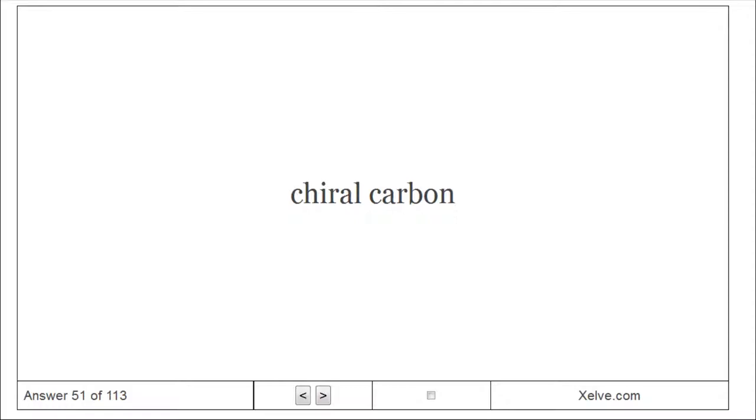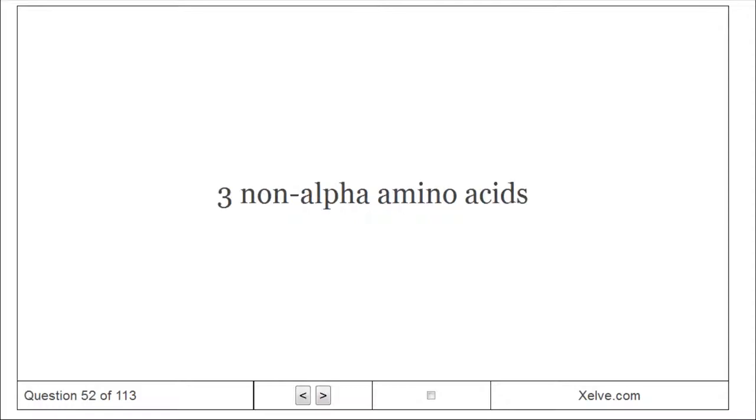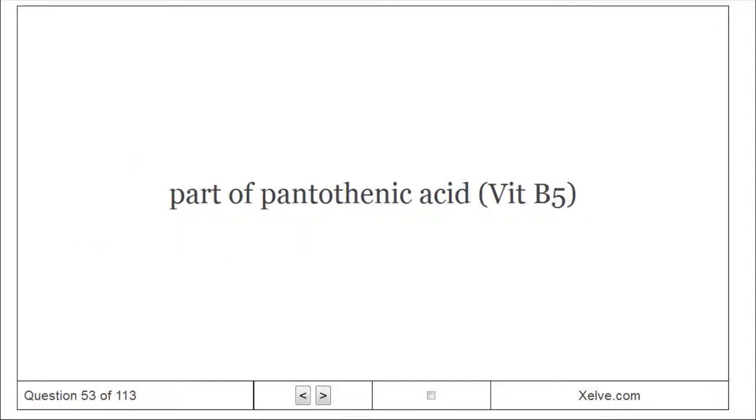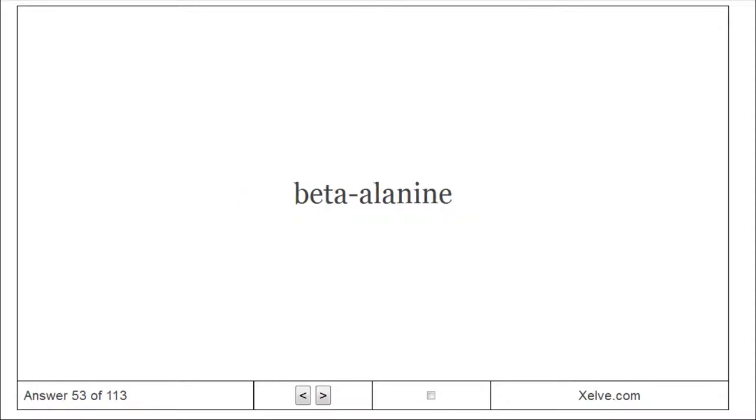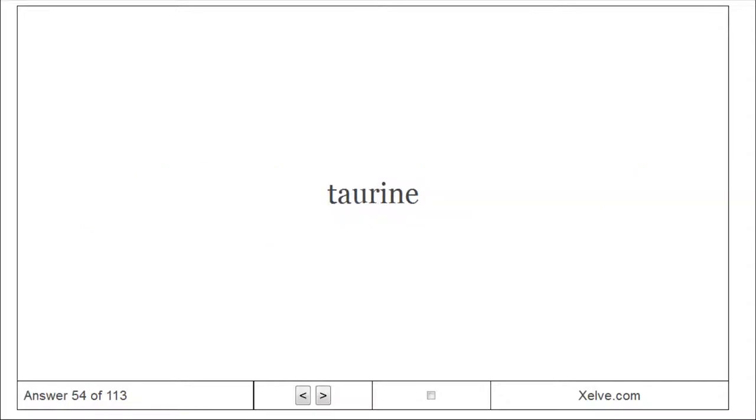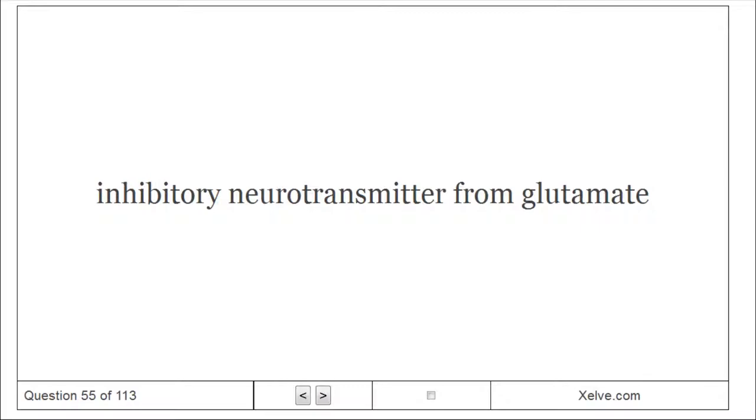When the four groups on a carbon are different, it is a chiral carbon. Three non-alpha amino acids: beta-alanine, taurine, GABA. Part of pantothenic acid: beta-alanine. Required for integrity and function of retina, part of a bile acid: taurine. Inhibitory neurotransmitter from glutamate: GABA.